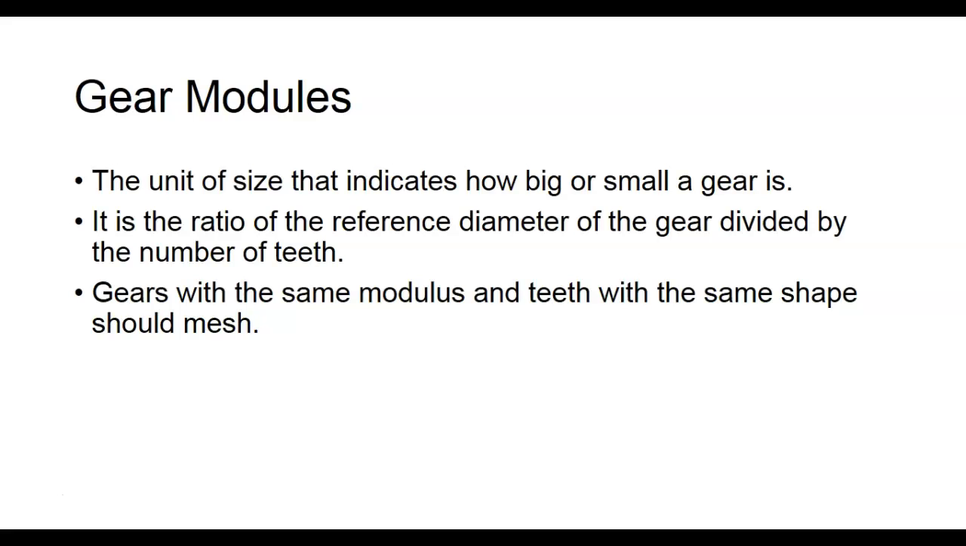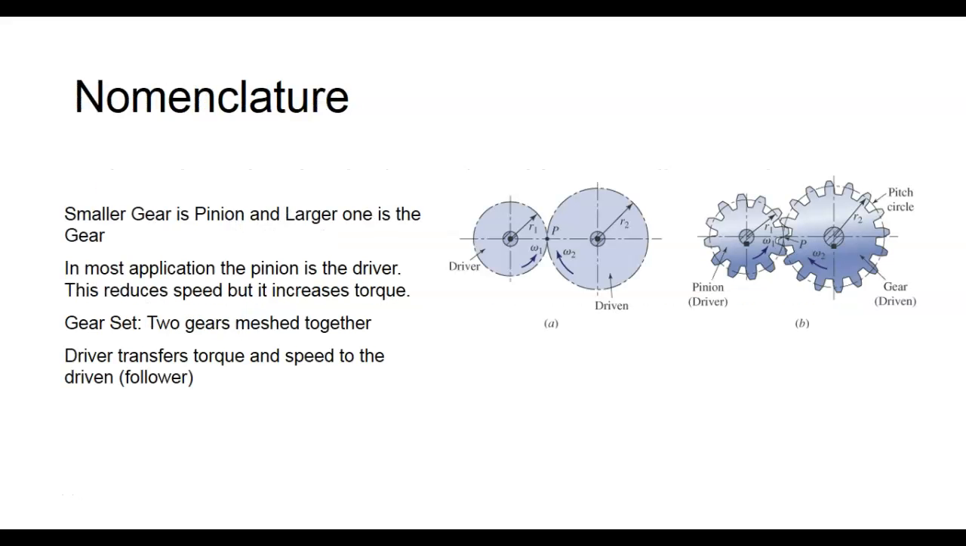Modulus. We've got all different types of gears, but the modulus of the gear tells us if the two gears will mesh. Does that make sense? If they've got the same modulus numbers, their teeth will match together. The small gear is the pinion, the larger gear is the gear. Of course, we've got driven and driver too.